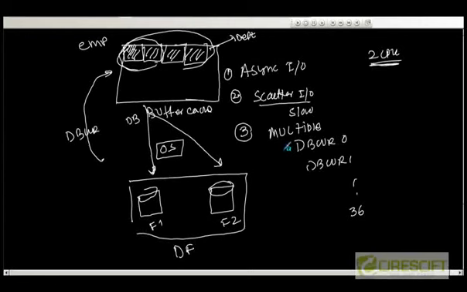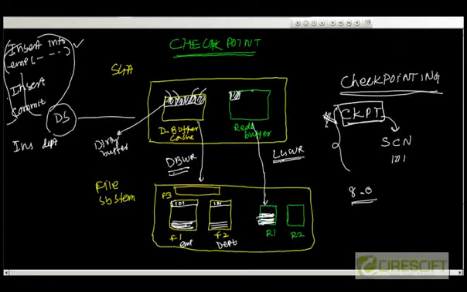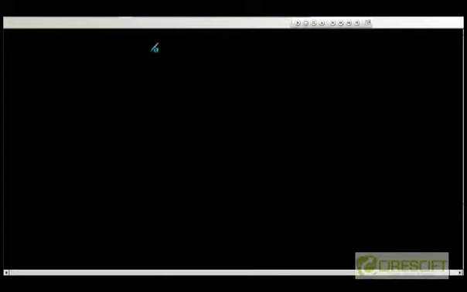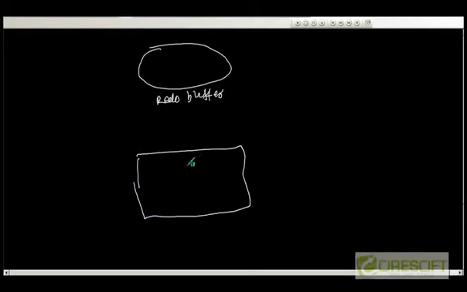So this is all about your database writer. Let's next go to the next process that we discussed, the log writer. In the case of the log writer, this is the redo buffer, and this is in the SGA, and then you have the file system. Let's draw this properly.